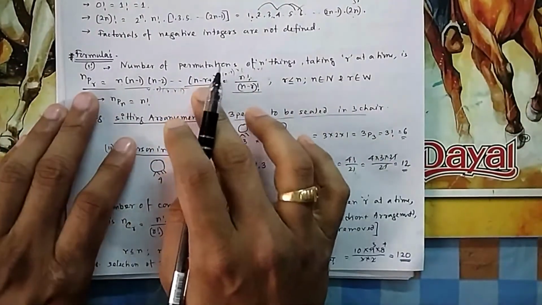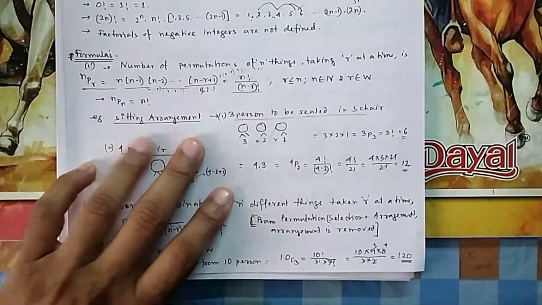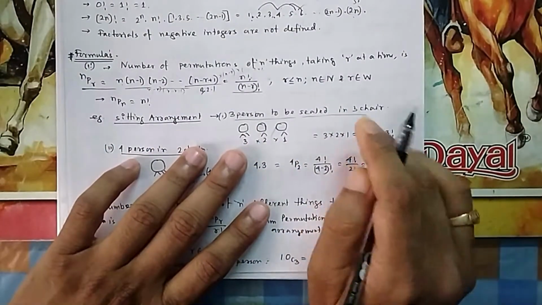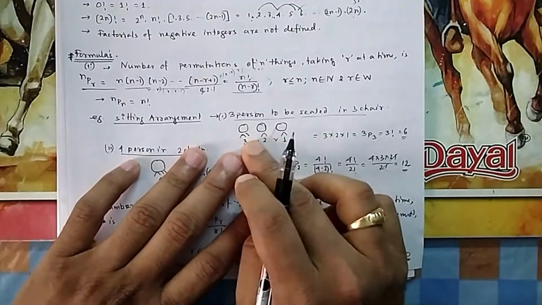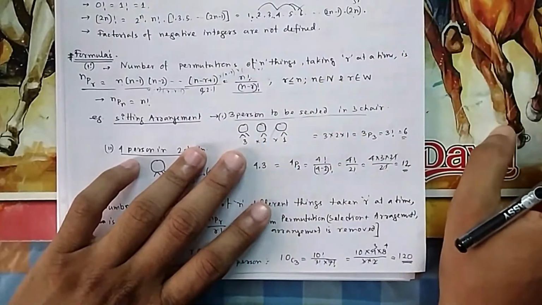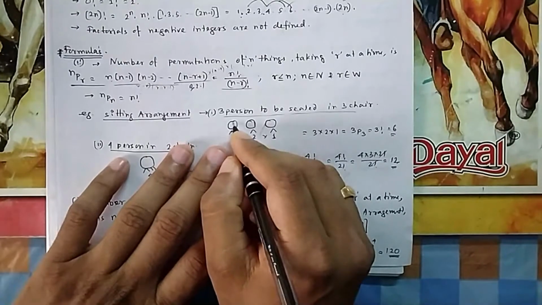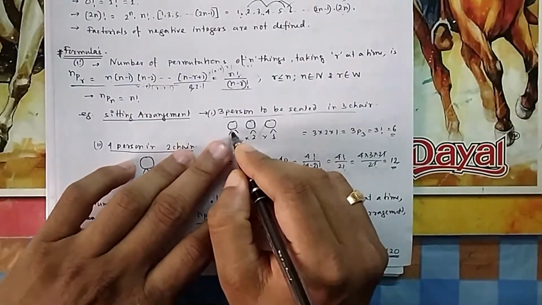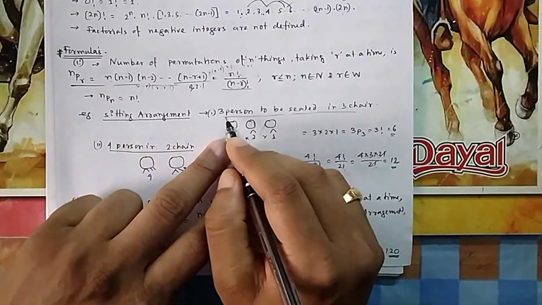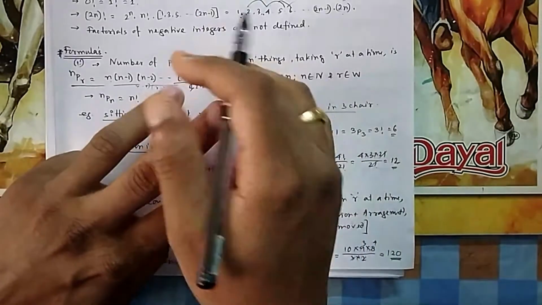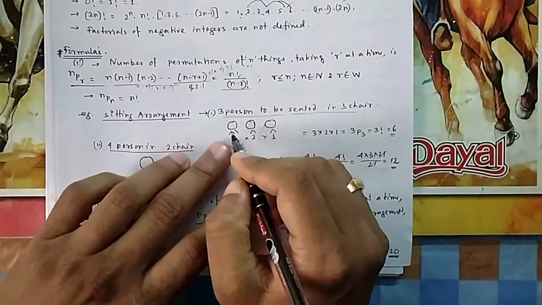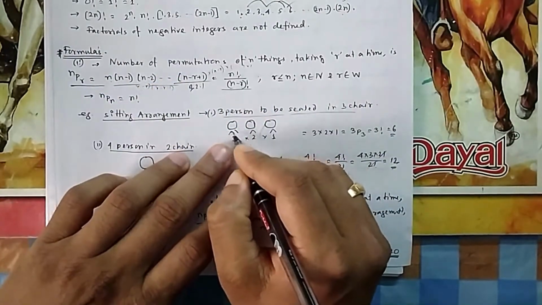Now how to see this in real life? Suppose you think of sitting arrangement questions. Suppose 3 persons are to sit in chairs. 3 chairs are given, 3 persons are given. So first you start with any chair. If I start with this chair, how many ways can you fill this chair? You can put 3 persons, A, B, C, all different, their looks will be different. So you can put any of A, B, C here.